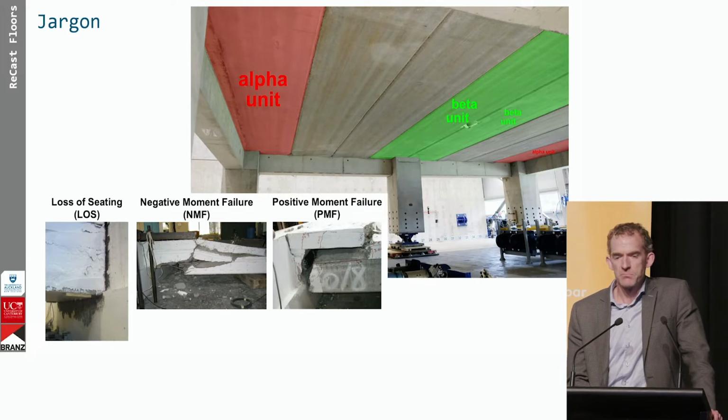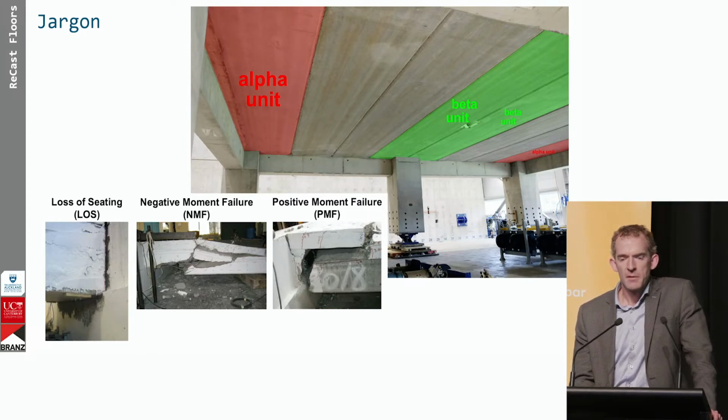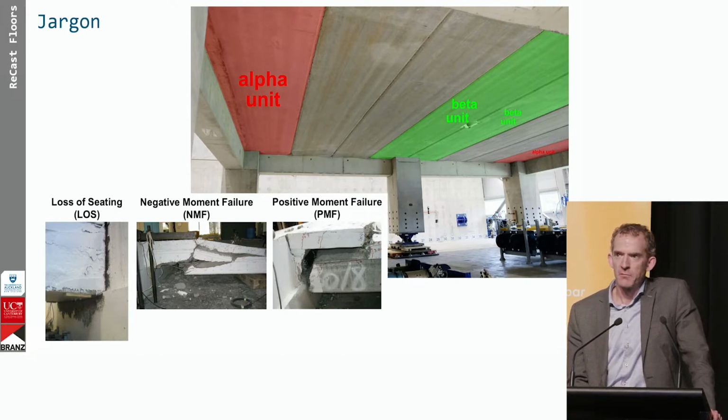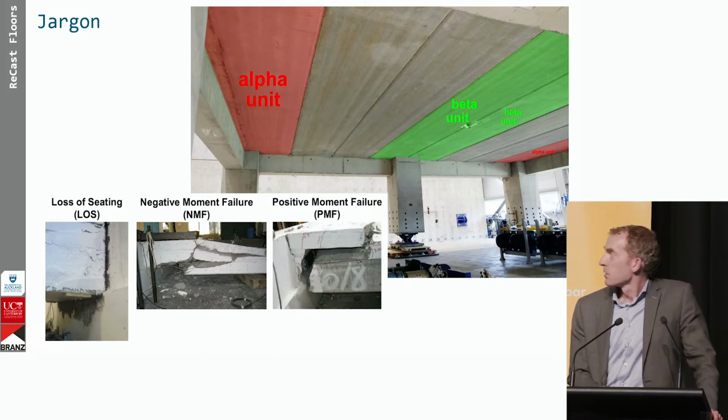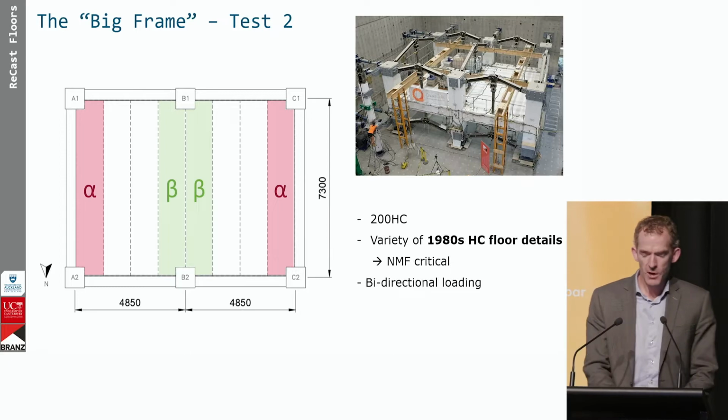So alpha units, shaded red here, being the ones that run right parallel to an adjacent beam. And then beta units being ones that spring from essentially the plastic hinge regions at intermediate columns. So with that, I'll click through and hand over to Frank.